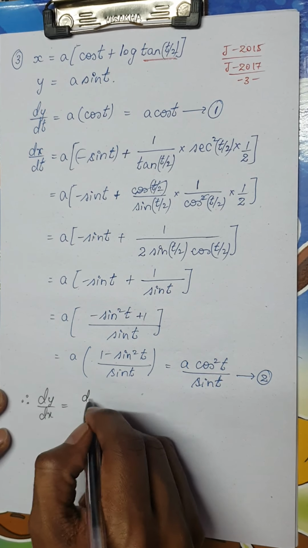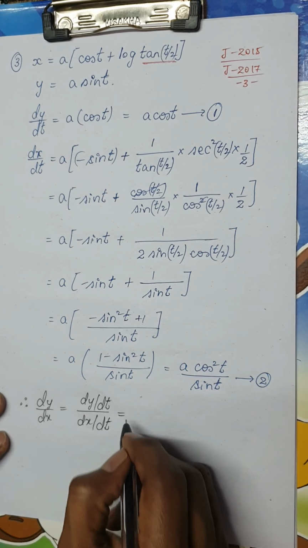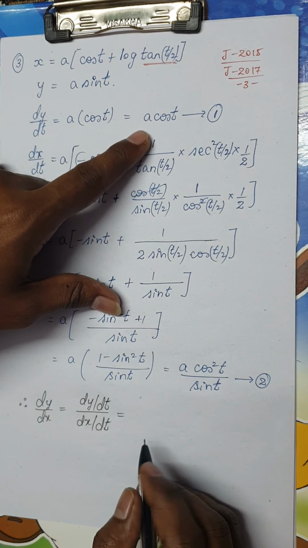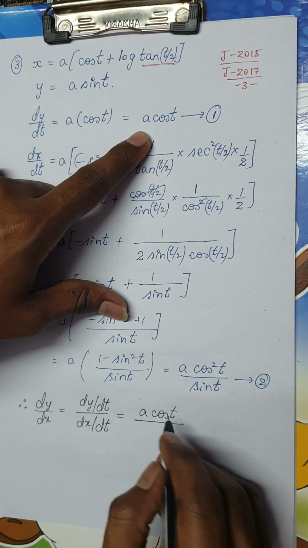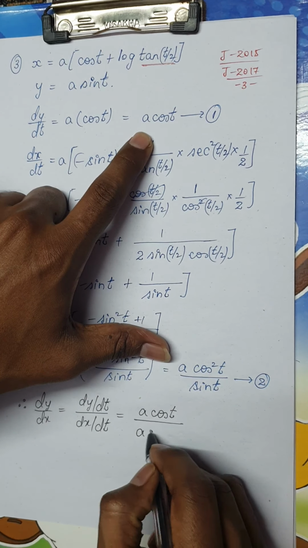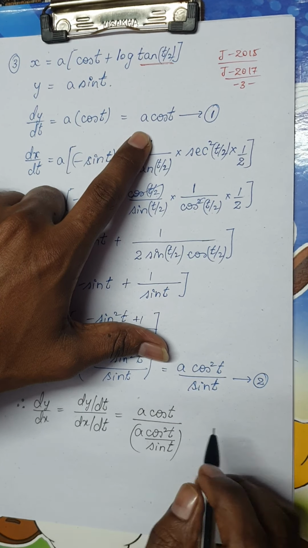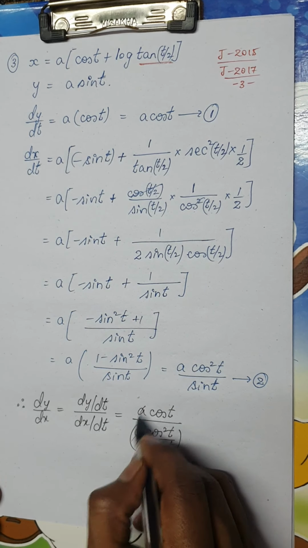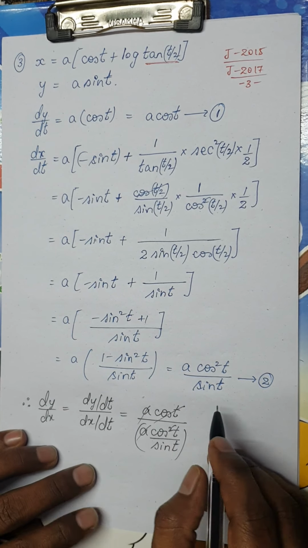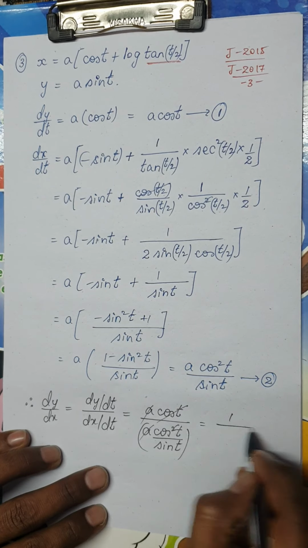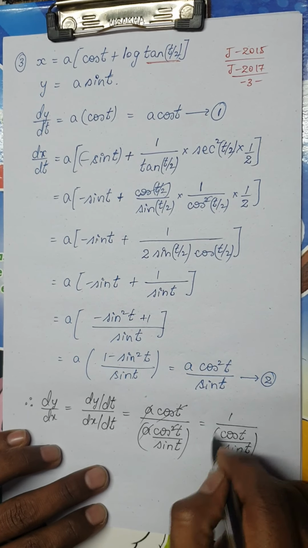Therefore, dy by dx is dy by dt divided by dx by dt. It is nothing but, what is dy by dt? I have a into cos of t, whole divided by dx by dt, which is a cos square t divided by sine t. Now remember, your a and a will be cancelled, and also one term of cos can be cancelled. So I am just left over with 1 divided by cos t divided by sine t.